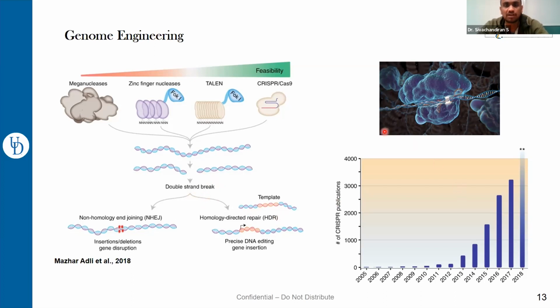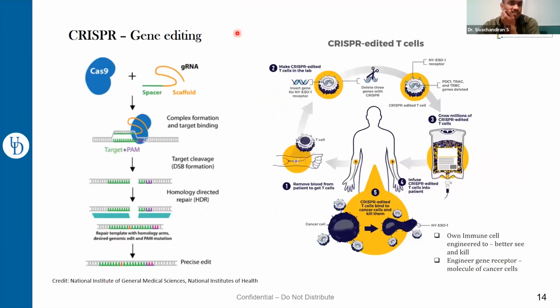So after the discovery of CRISPR in 2013 from Jennifer Doudna's lab, the application of CRISPR has improved a lot in the research laboratory. You see the number of publications that come from CRISPR. From 2013 it has improved a lot, and still many CRISPR tools are in development. So let's see what CRISPR is.